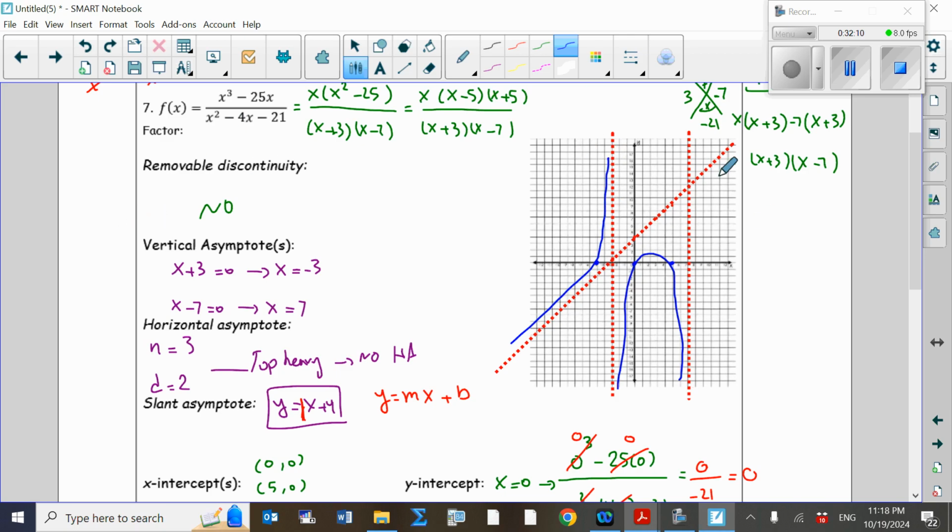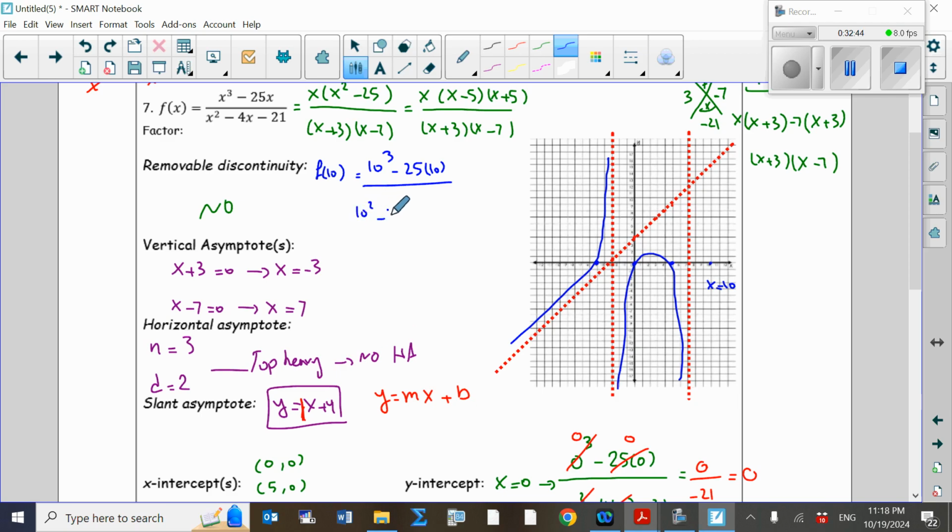And now in this area, I don't know if the curve is going to be here or here. How do I know that? I'm going to plug one value into the function. I'm going to plug in x equal to 10 and see what the value of the function is. So f of 10 will be 10 to the power of 3 minus 25 times 10.